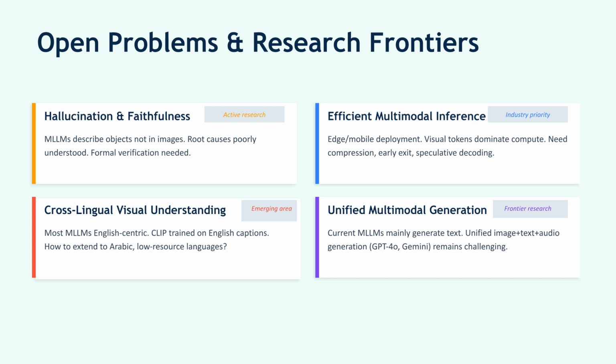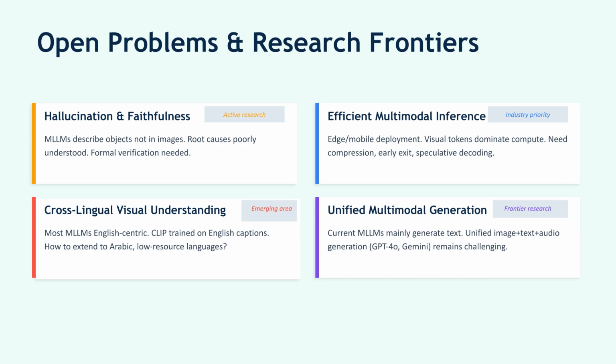Cross-lingual visual understanding is an emerging area and directly relevant to my PhD research. Most MLLMs are English-centric because CLIP was trained on English captions. Extending these capabilities to Arabic, Chinese, Japanese, Korean, and low-resource languages is a significant open challenge. Unified multimodal generation is frontier research. Current MLLMs mainly generate text, but models like GPT-4o and Gemini are pushing toward unified generation of images, text, and audio, which remains very challenging.